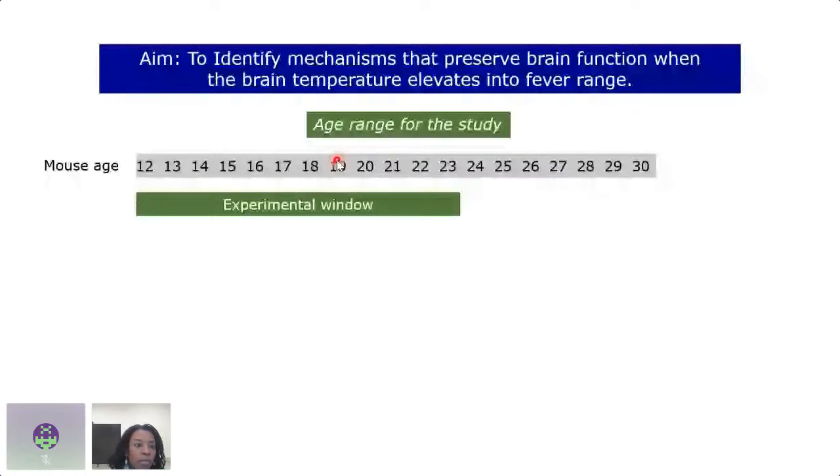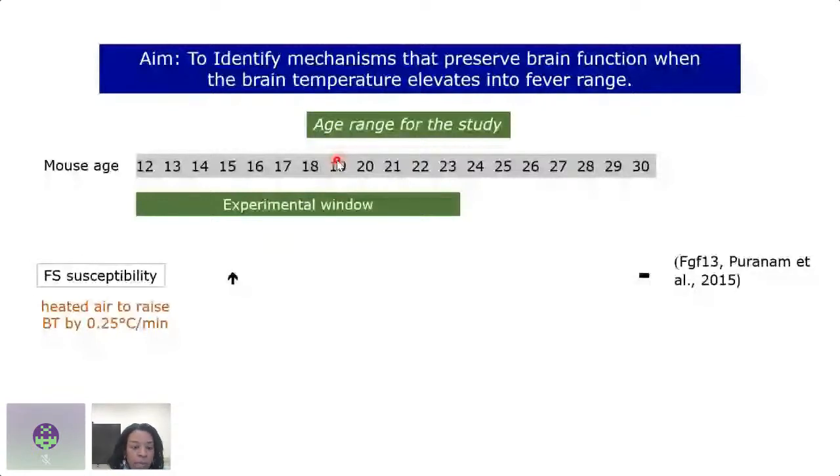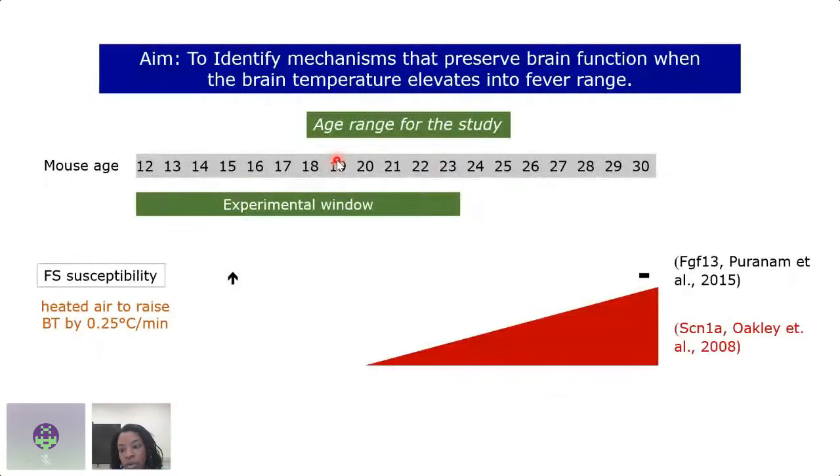And for our study, our mouse experimental window is from P12 to P23. And this experimental window was chosen based on the age range where febrile seizure susceptibility has been observed in genetic mouse models. So in these mouse models, febrile seizures are induced not by an infection, but rather by exposing the animal to heated air. And that heated air increases their body temperature into fever range. So in this FGF13 mouse model, for instance, febrile seizures are observed at P15, but they're not observed at P40. In a very common model of febrile seizures, and in general, Dravet syndrome, the SCN1A mouse model, febrile seizure onset occurs at P20.